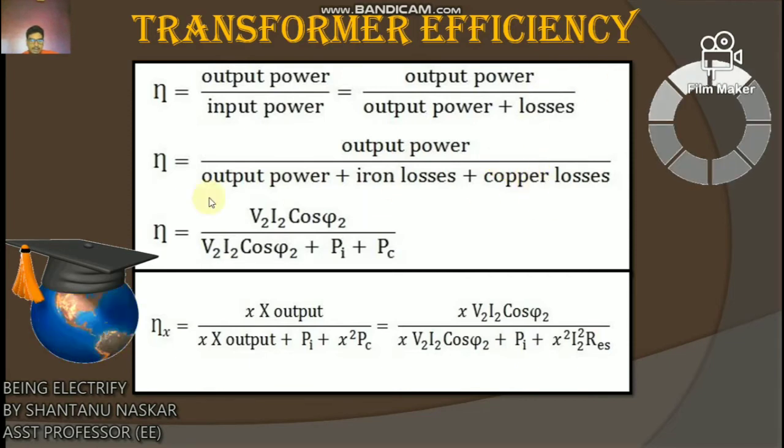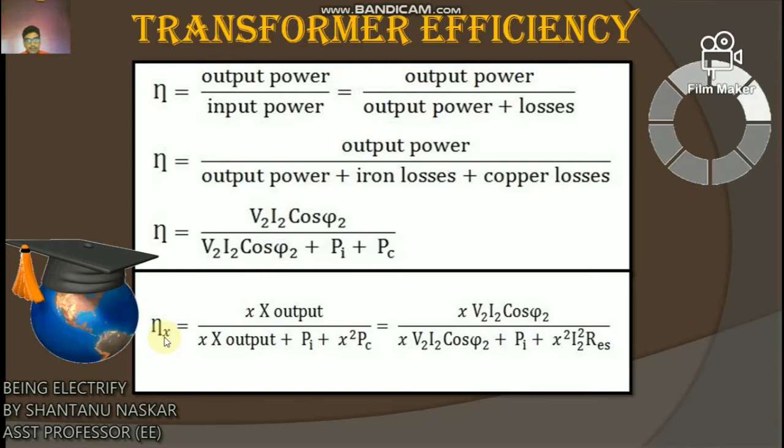Now the efficiency is V2 I2 cos phi 2 divided by V2 I2 cos phi 2 plus Pi plus Pc, where V2 is the secondary terminal voltage, I2 is the full load secondary current, cos phi 2 is the power factor of the load, and Pi means iron loss. Iron loss means hysteresis loss plus eddy current loss, and Pc means full load copper loss, which is I2 squared Res.